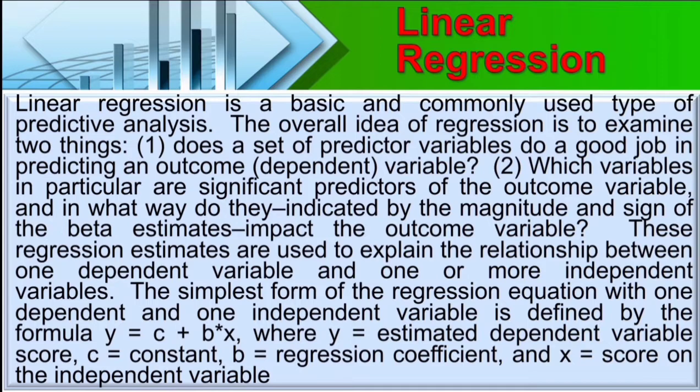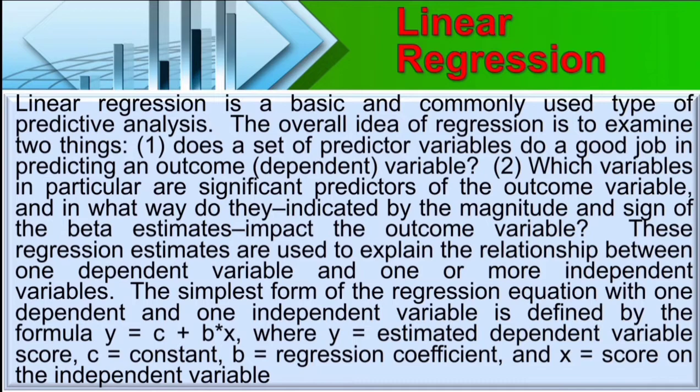Linear regression. Linear regression is a basic and commonly used type of predictive analysis. The overall idea of regression is to examine two things. Number 1, does a set of predictor variables do a good job in predicting an outcome or dependent variable? And number 2, which variables in particular are significant predictors of the outcome variable, and in what way do they impact the outcome variable, as indicated by the magnitude and sign of the beta estimates?